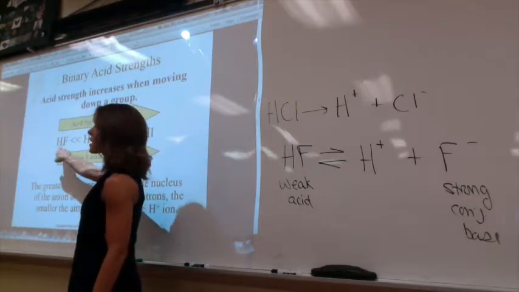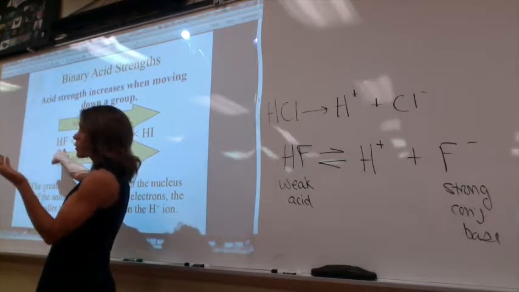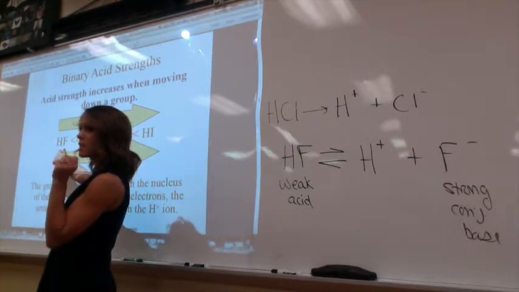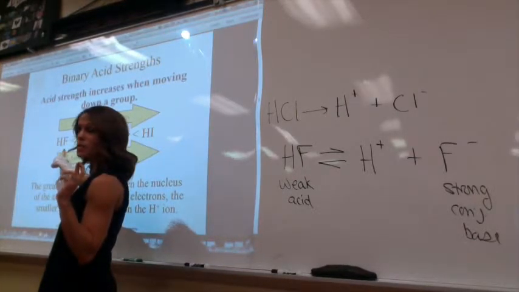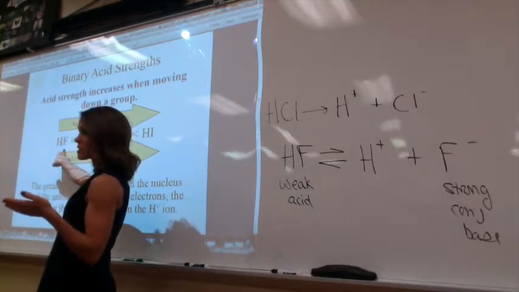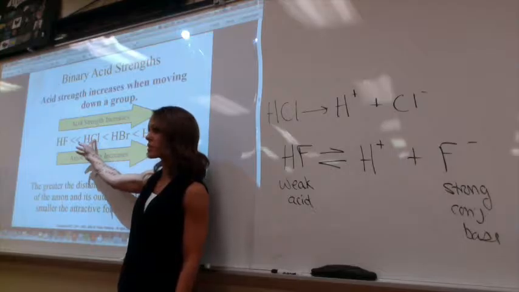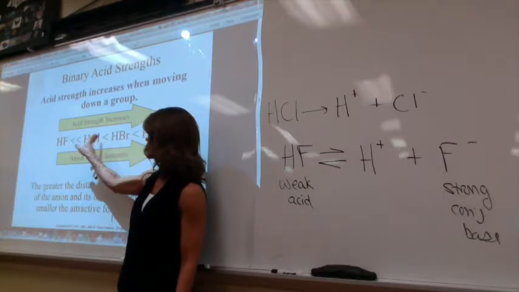So look at the strength. HF is weak because look how small fluorine is. Fluorine is going to readily hold on to its H plus because it has a strong force of attraction there. So think Coulomb's law in terms of distance. And then as the distance between H and Cl increases, it can kick off its hydrogen, HBr and HI.